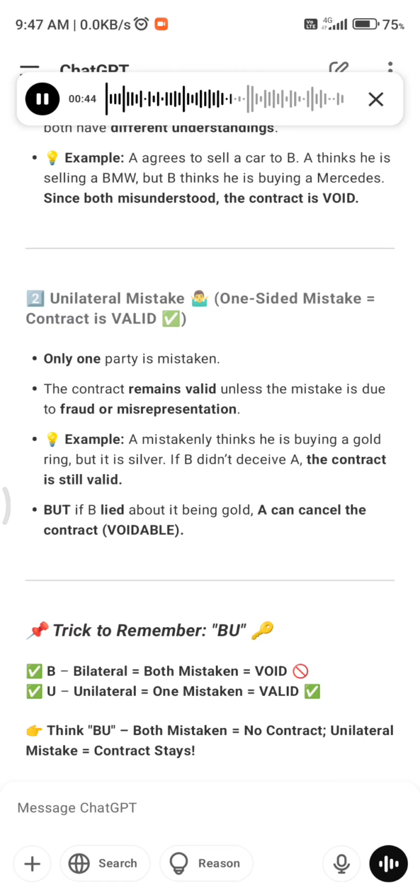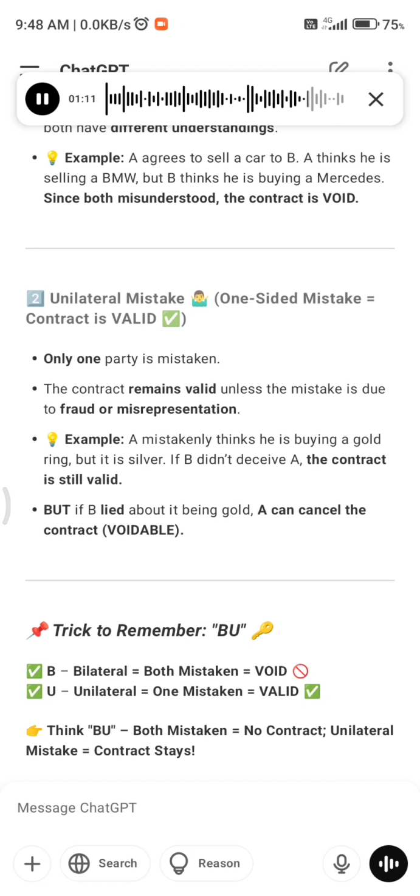2. Unilateral mistake. One-sided mistake. Contract is valid. Only one party is mistaken. The contract remains valid unless the mistake is due to fraud or misrepresentation. Example: A mistakenly thinks he is buying a gold ring, but it is silver. If B didn't deceive A, the contract is still valid. But if B lied about it being gold, A can cancel the contract. Voidable.